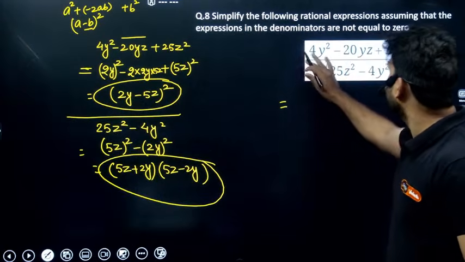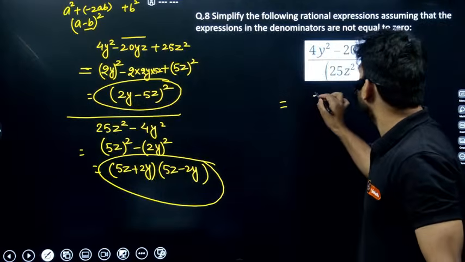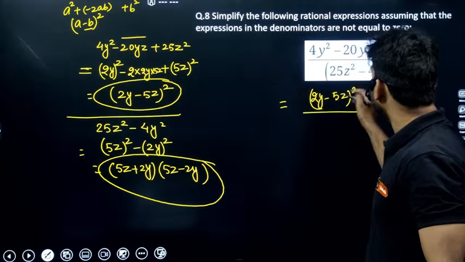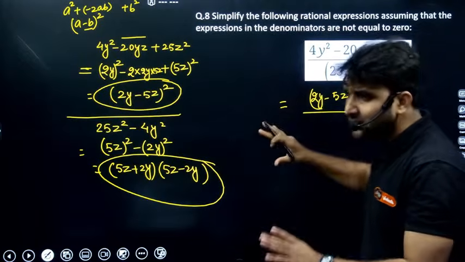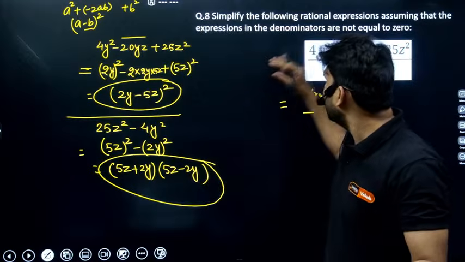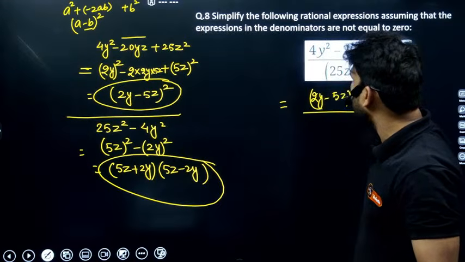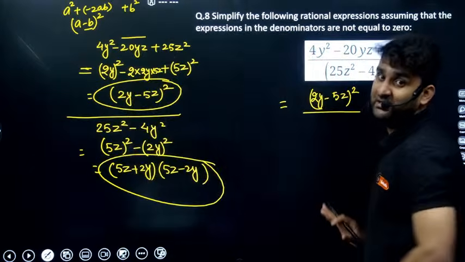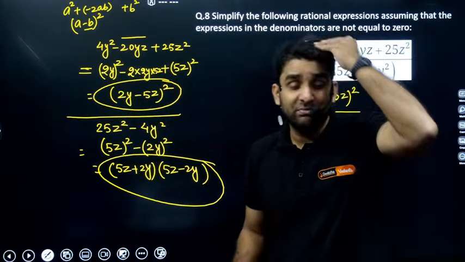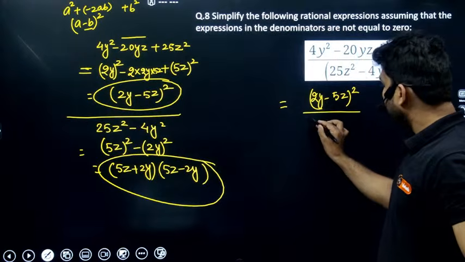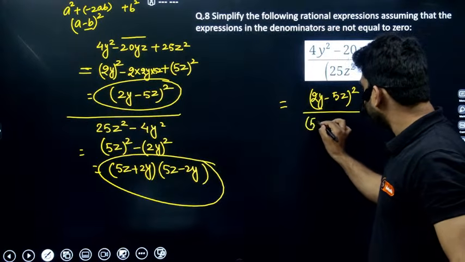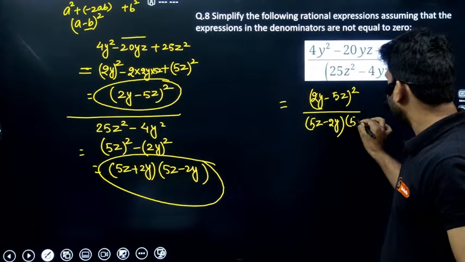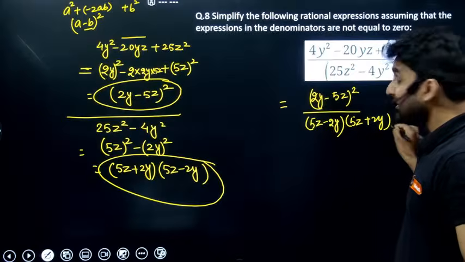So let's do it. The numerator can be replaced by (2y minus 5z) square, divided by... It is better to do this at the same place. I am teaching you guys, that's why I operated on the numerator and denominator separately somewhere else. It will make your answer impactful. And here we have 5z minus 2y. I am writing this bracket first, and 5z plus 2y.